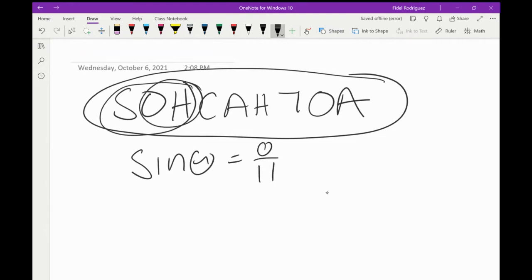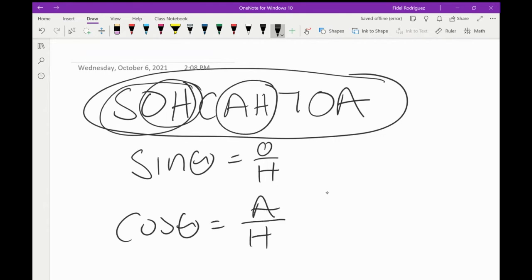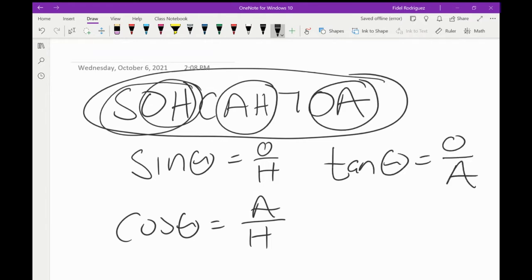is opposite over the hypotenuse, right? The cosine of my angle is adjacent over the hypotenuse. And the tangent of our angle is the, boom, SOHCAHTOA, right? So, yeah, I don't know why it slipped my mind, probably because I haven't taught trig in 10 years, something like that. But yes, that's definitely something that you're going to use as you're doing this, and it's an easy thing to remember, SOHCAHTOA, right?